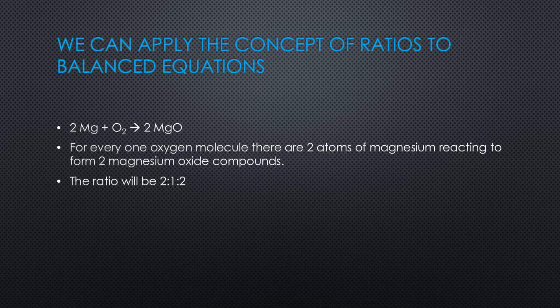So we will be discussing ratios and how to balance equations. We can apply the concept of ratios to balance equations. So in this equation, we've got 2 magnesiums reacting with 1 lot of oxygen, which makes 2 magnesium oxide compounds. So what we could say is the ratio would be a 2 to 1 to 2 ratio of reactants forming a 2 ratio of products.